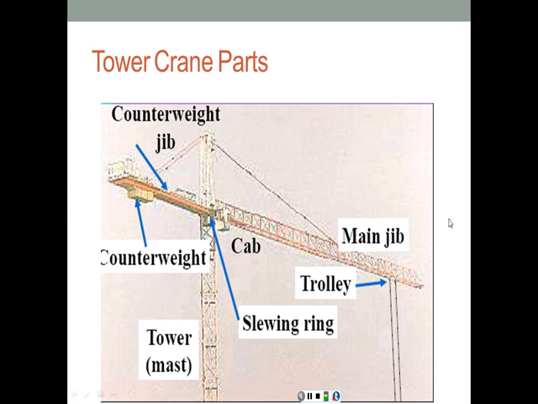Here are some of the main components of that tower crane. Here we have the counterweight jib with the counterweights at the end. And here's the main jib where the load is going to be located on the trolley at the other end. Here's the slewing ring, which is going to allow the crane to rotate. Here's the cab where the crane operator or driver is going to be seated. And that's the tower or mast of the crane, which can change in height to accommodate different construction operations.